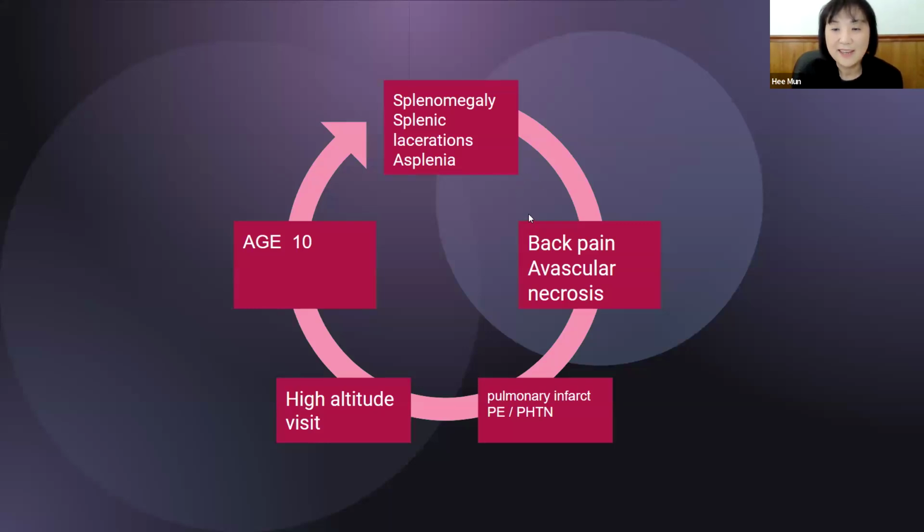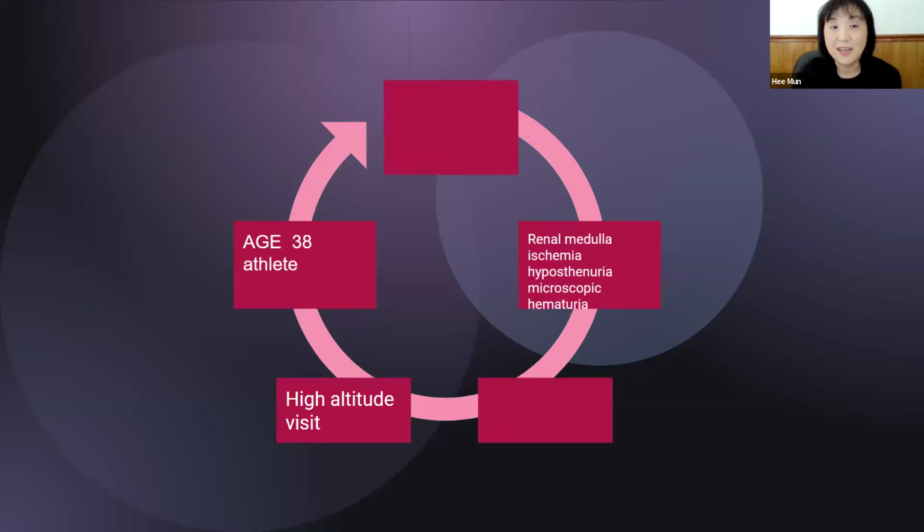And the second case, age 38, usually athletic, mainly focused on the kidney: renal medullary ischemia, hyposthenuria, because the kidney is not functioning, it cannot concentrate urine, so hyposthenuria and microscopic hematuria. And also visiting high altitude.